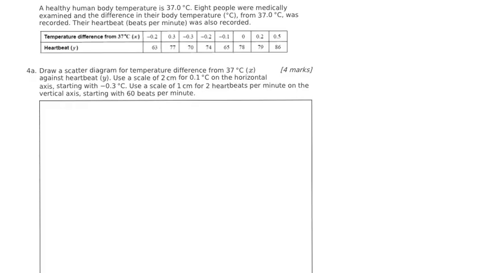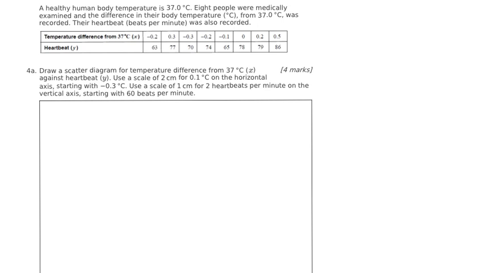A healthy human body temperature is 37 degrees centigrade. 8 people were medically examined, and the difference in their body temperature in degrees centigrade from 37 degrees centigrade was recorded. Their heartbeat, beats per minute, was also recorded. We have the information in the diagram supplied.